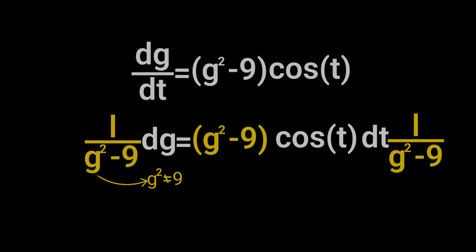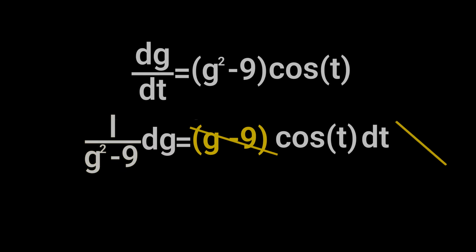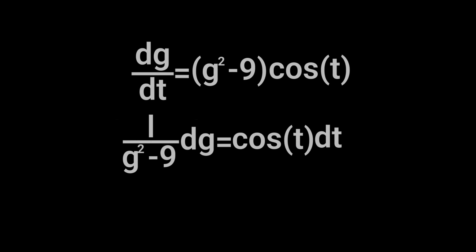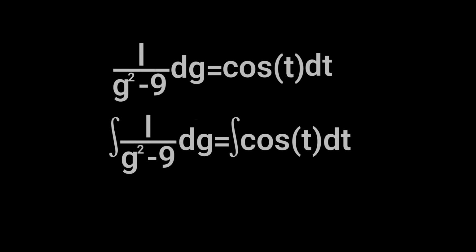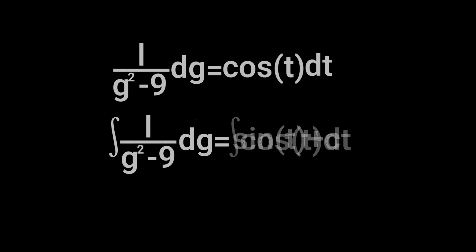Then on the right side, g squared minus 9 and 1 over g squared minus 9 cancel each other out, and we have 1 over g squared minus 9 dg equals cosine of t dt. Now we're gonna integrate both sides. On the right side, we have cosine of t. If we integrate cosine of t, we get sine of t plus c.